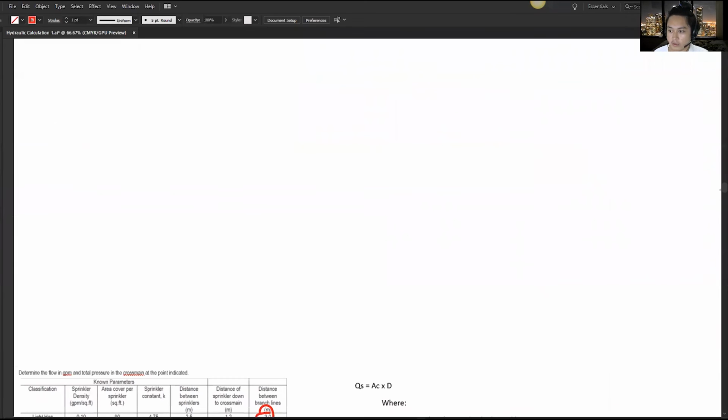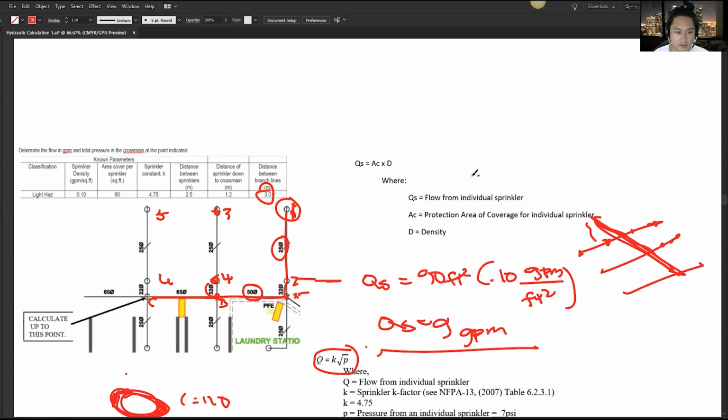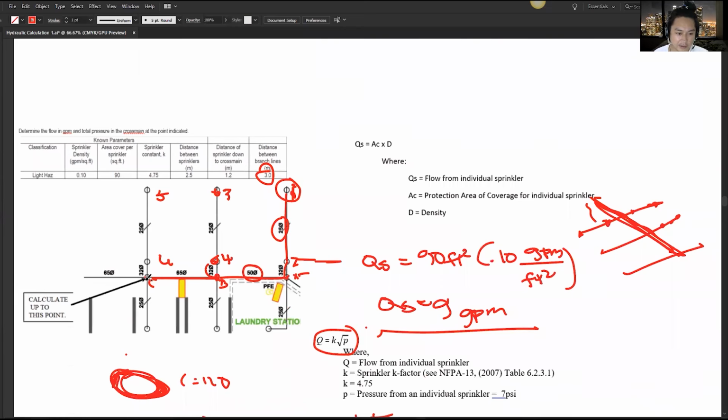Where is my floor plan? Okay, so calculating QC, the small q at node C, is just the same as how we calculate the small q at node B. We won't be calculating this individually, 5 and 6, though we can do that. However, another way again is to do the flow adjustments, because they're just on the same crossmain, right? We are to calculate up to that point.